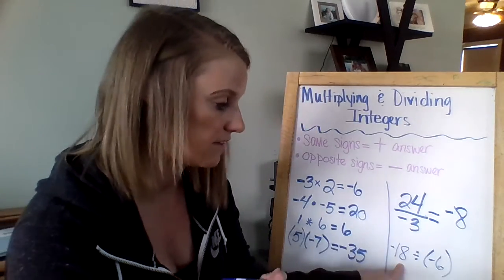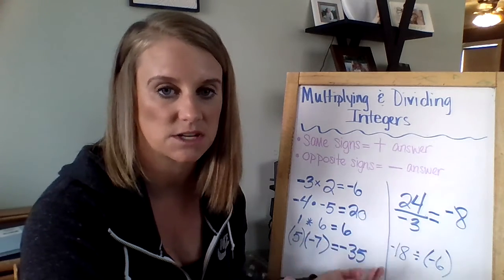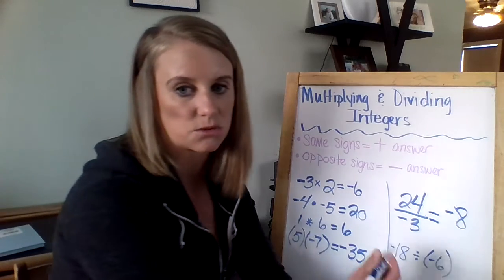And then I have a negative 18 divided by a negative 6, which they're both the same sign. So my answer is going to be positive. And 18 divided by 6 is 3.